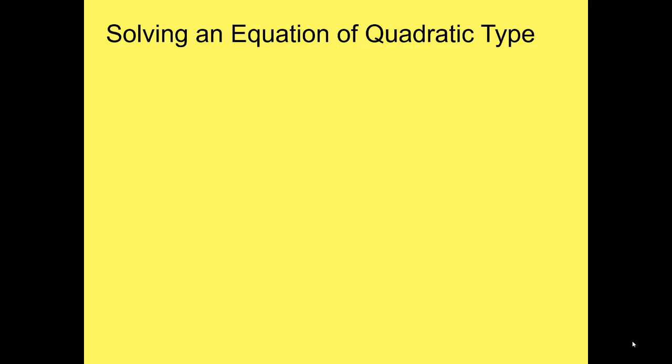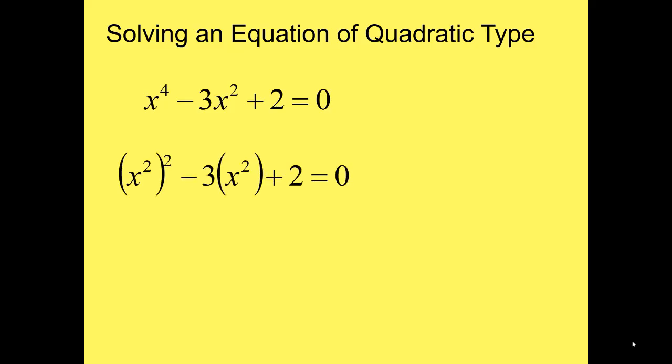Alright, there are some equations that are of quadratic type. In other words, they have the same basic form. Something squared plus that same variable plus a constant. Okay, so if you look at this, you can think of it as x squared squared minus 3x squared plus 2. Or use u substitution to allow you to get rid of the x squared squared. Okay. And that's an option.